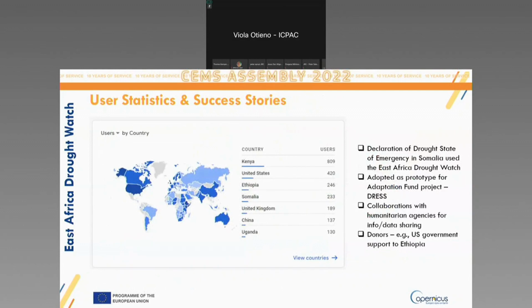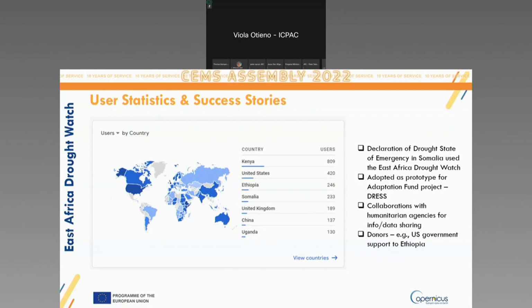In terms of user statistics and success stories, so these are the numbers of people who have accessed the system and also the distribution as well. You can see that the distribution is almost all the countries in the world. So just a few of the great countries, that's where we've not had any users.